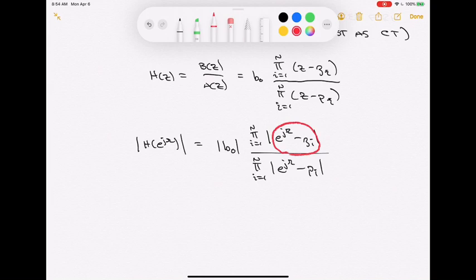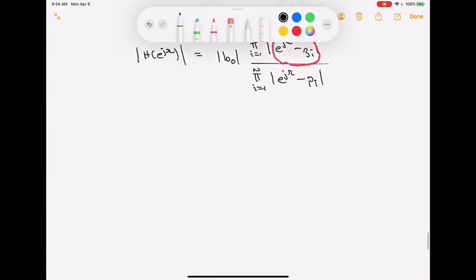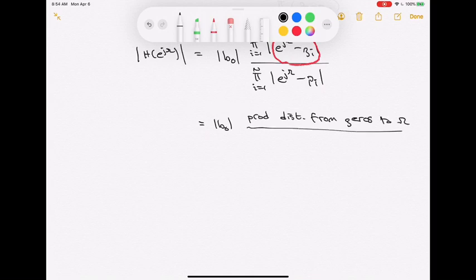So I could write this in a more English kind of way, right? This is equal to whatever the size of that overall coefficient out front is, and then it's a product of distances from the zeros to whatever our frequency cap omega is, and I'm going to divide by a product of distances from our poles to the frequency of interest, cap omega.